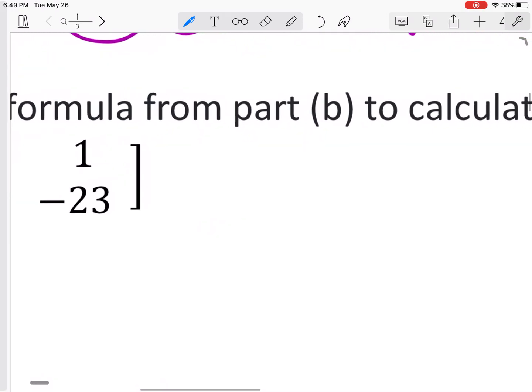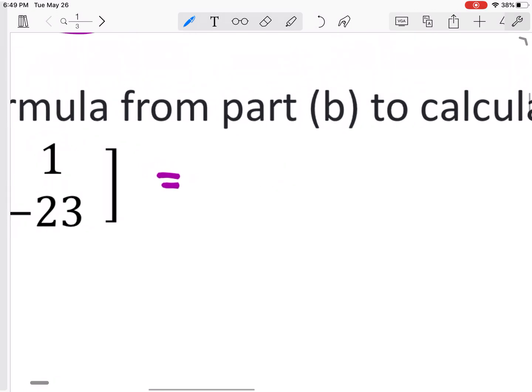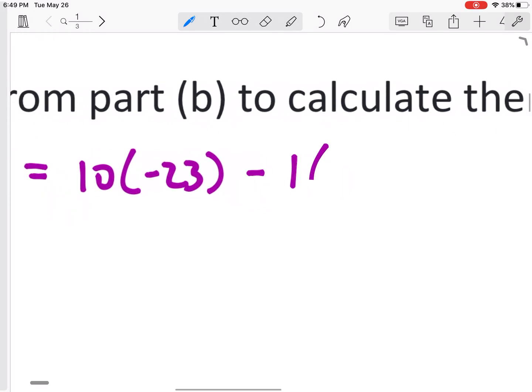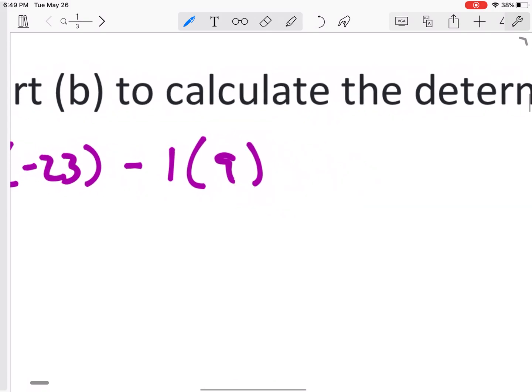Alright, when you found the determinant of M, you should have got negative 239. How would you have got that? 10 times negative 23 minus 1 times 9. You should have got negative 239.